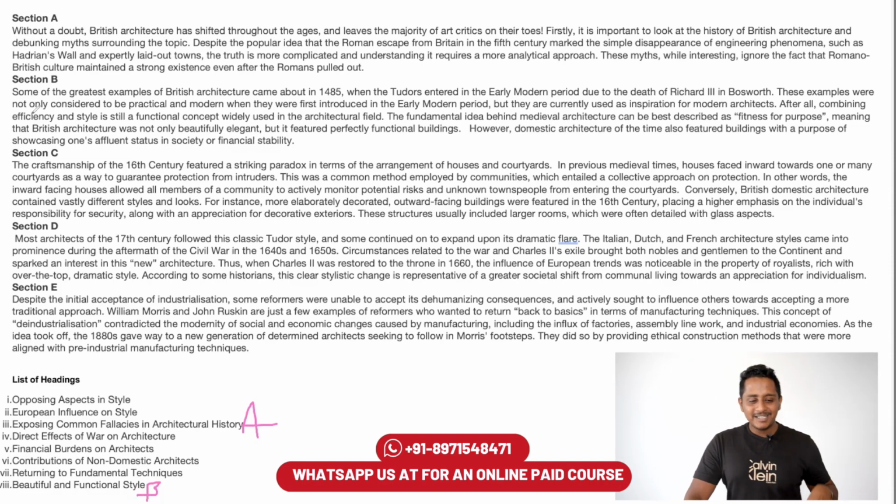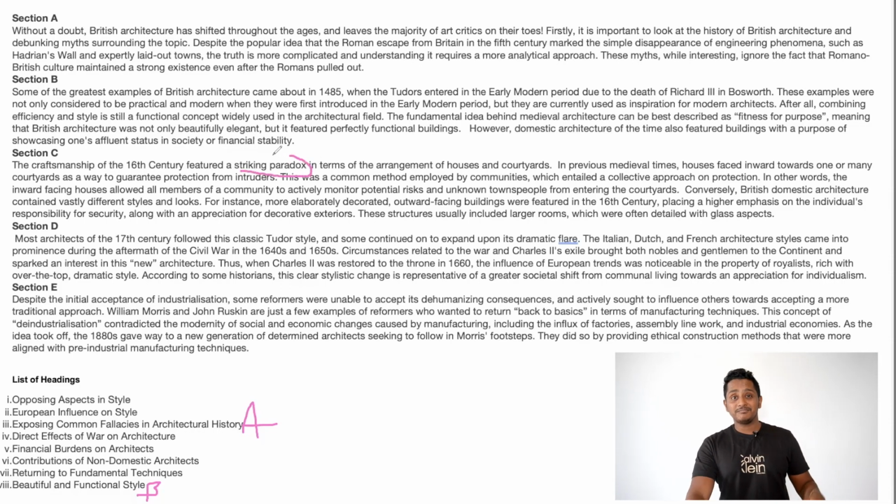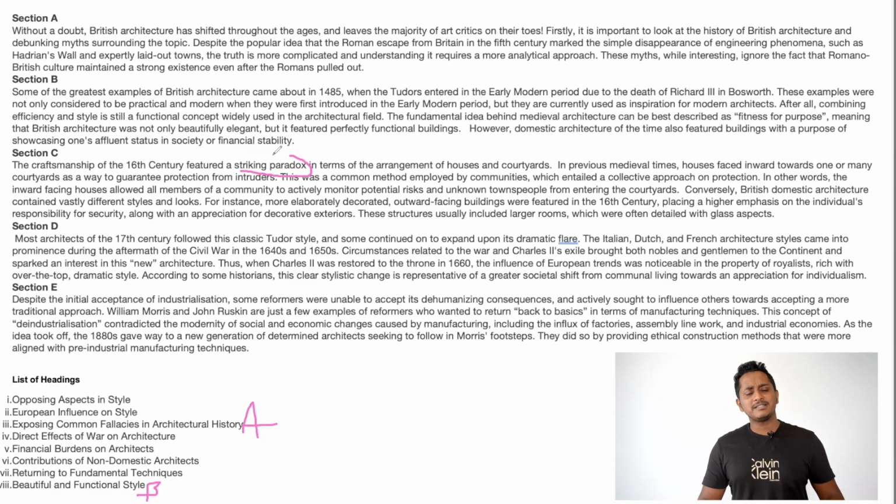Alright. The craftsmanship of the 16th century featured a striking paradox. Vocabulary based. Paradox is something that contradicts. So now, did we already come across the word contradiction? I think yes. Opposing. By reading one line only, Nakul, can we decide? No. But yes, you can read a little, probably a little bit here, squeeze the summary and make sure it's talking about contradiction only. If yes, then answer is opposing aspects in style.